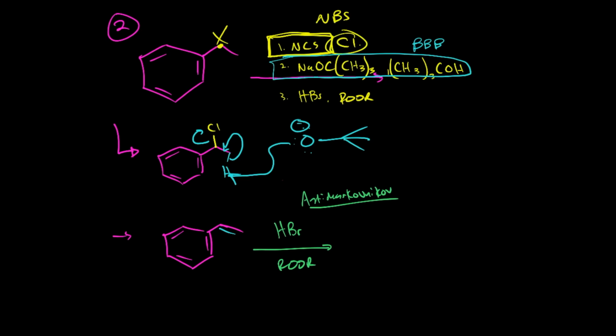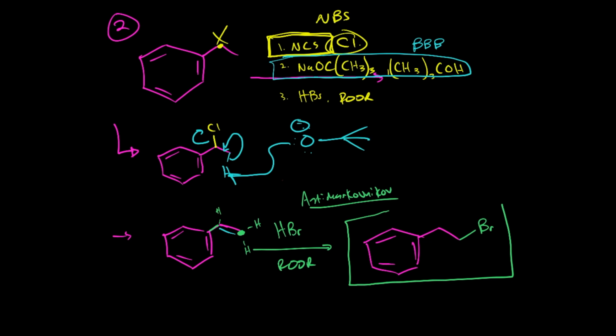Anti-Markovnikov means I want to put my Br group on the less substituted side of the double bond. So I can already see this guy has just H's, and then over here, this guy has an H, and then the big benzene ring. So I already know it's going to go on the right side. And here's my final answer. That Br group went on the less substituted side of that double bond because of my ROOR. Okay, let's go ahead and do another one.